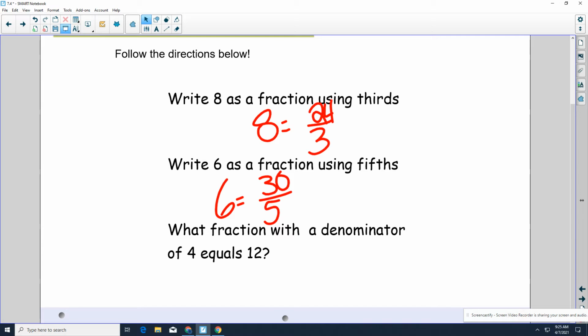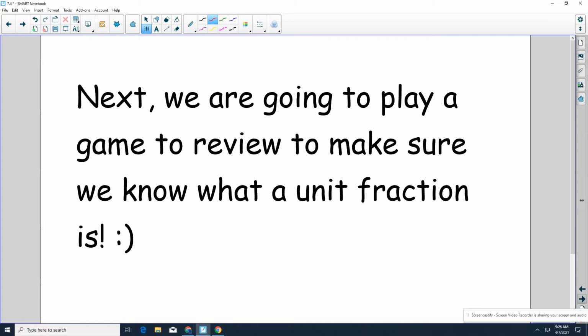And then our last one there, what fraction with a denominator of 4 equals 12? Well, I got to think about that. What divided by 4 equals 12? Well, I know in this case, just off the top of my head, it'd be 48. So 48 fourths would be equal to 12 when you divide that out.